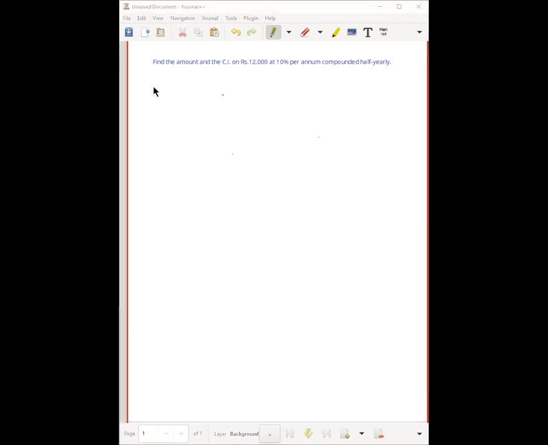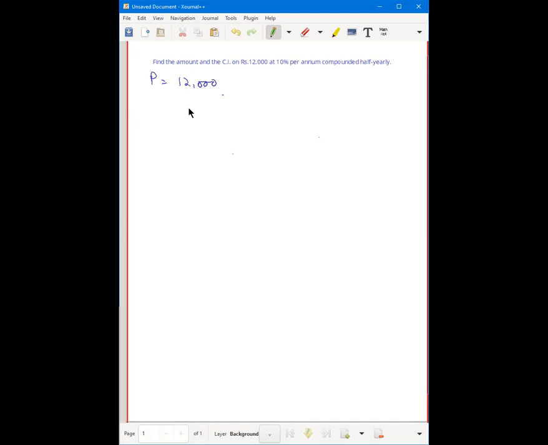Yes, sir. Let's start solving this. What is principal? 12,000. R, 10%. Time, 1 year, nothing is given. Compounded half yearly. So in half yearly, what do we do? R becomes R upon 2, which will become 5%. And what does the time period n become? 2n, which will be 1 into 2, which will be 2, right?